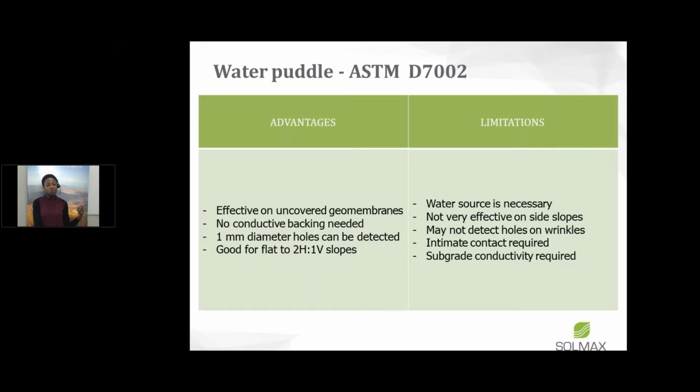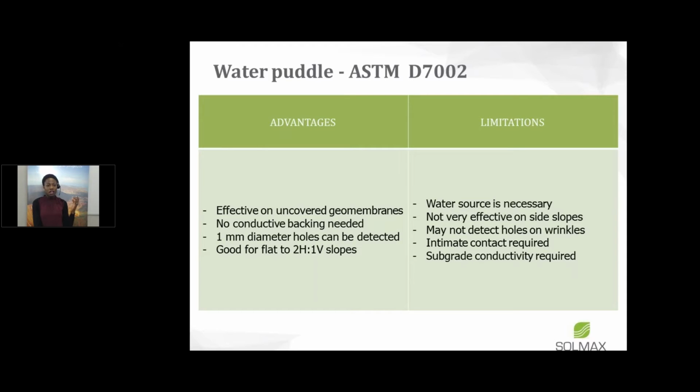If you're working on a vertical surface or a steep slope, it may not be effective because the water is just going to trickle down the slope. And it may not detect holes in wrinkles. You may have to flood or fill up the wrinkles with water and create a hydraulic connection between all of the wrinkles to be able to detect holes in wrinkles. So intimate contact between the geomembrane and the subgrade is required for this test. And because we're relying on the conductivity of the subgrade to transfer current when there's a leak in the system, if the subgrade isn't conductive, we won't be able to perform the test.